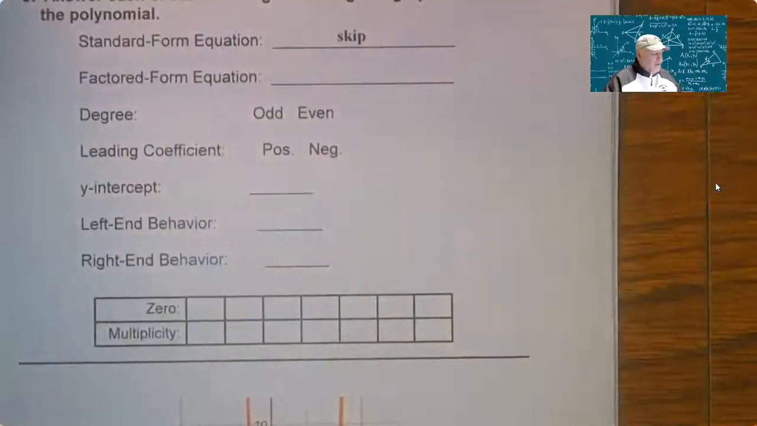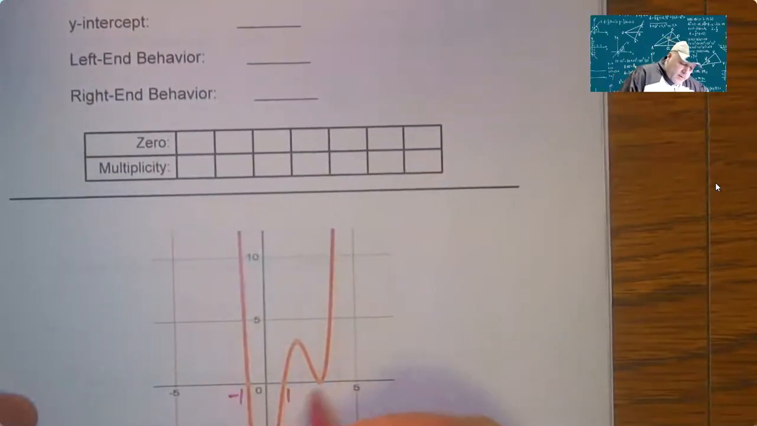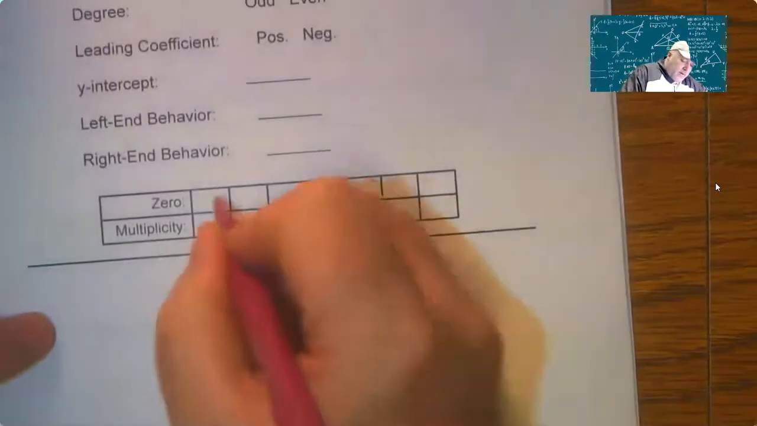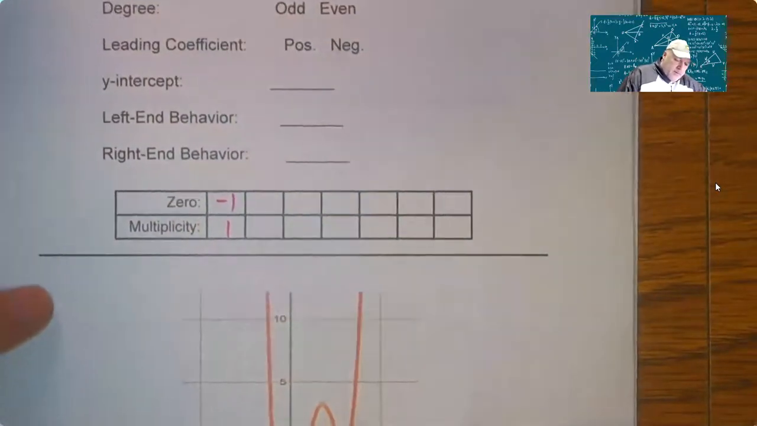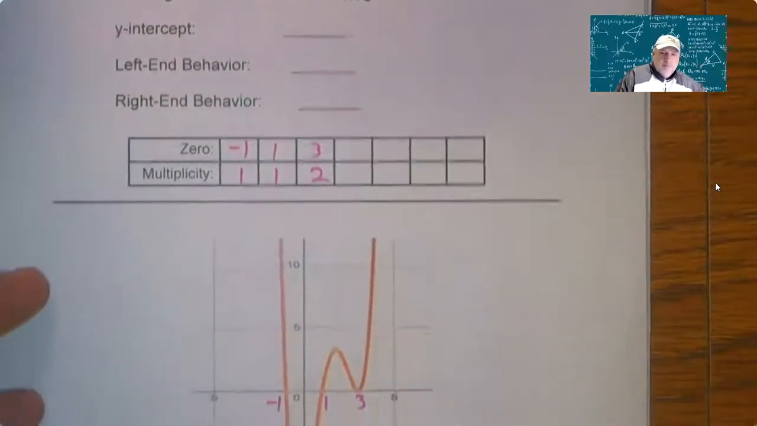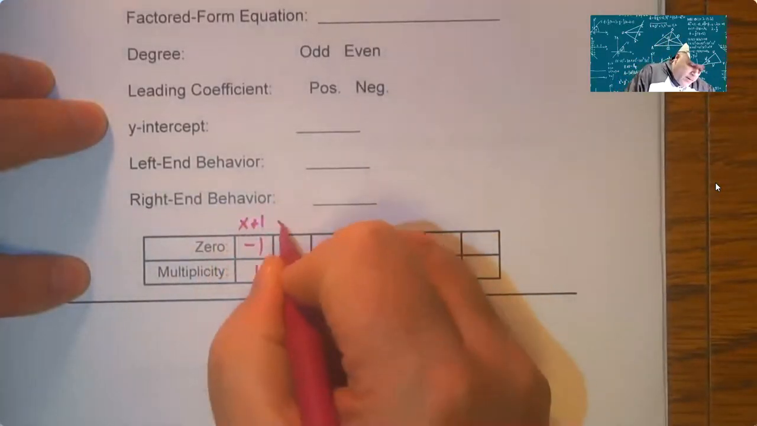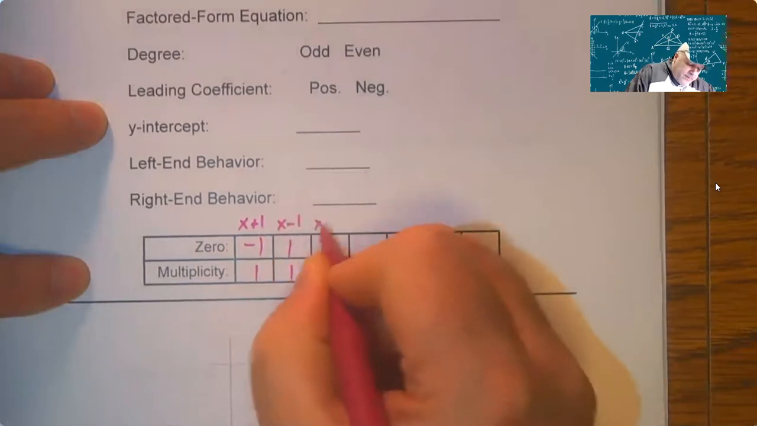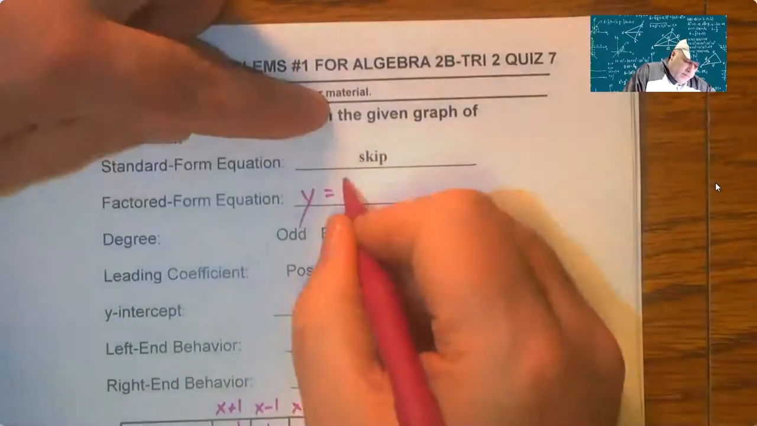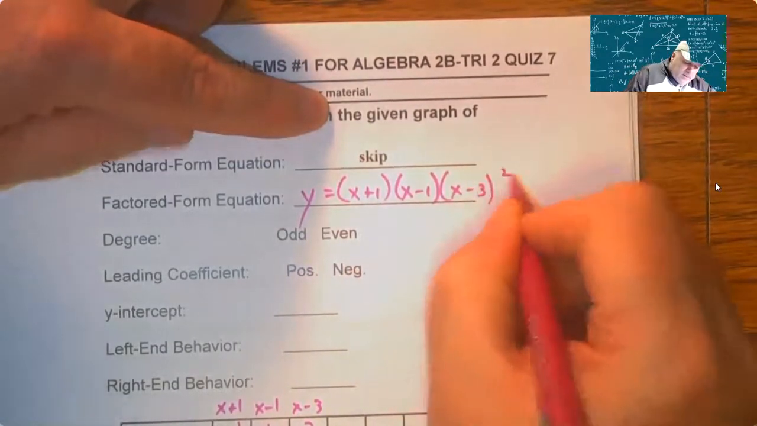Okay, and so your spiral is going back to this material. So this is -1, 1, and 3. So at -1, we have a multiplicity of 1. At 1, we have a multiplicity of 1. At 3, we have a multiplicity of 2. So that's going to tell you how to make your factors, what power to put on your factors. So there it is. X plus 1 times x minus 1 times x minus 3 squared.